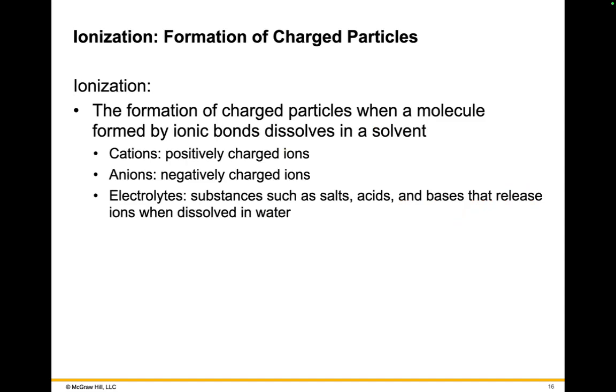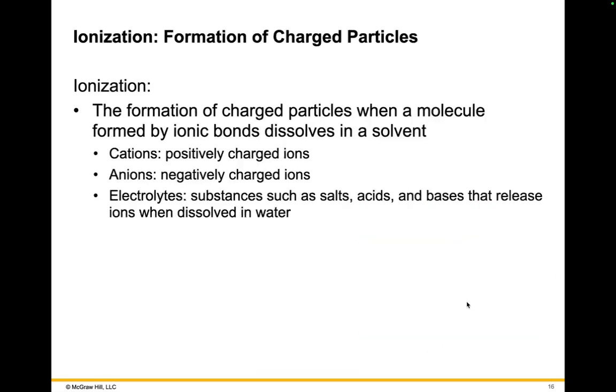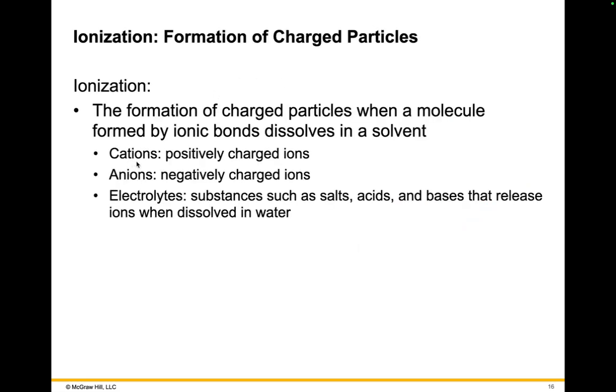Ionization is the formation of these charged particles when a molecule is formed by ionic bonds and it dissolves in a solvent. For example, this salt, if you put it in water, it's going to ionize in water. So these cations, which are the positive charge ions, would be the sodiums. The little green sodiums are all the cations. Cations have a positive charge. If you write the word out, cation, right in the middle of that word, you have a positive sign. The t looks like a positive, and anions are negatively charged ions, and they are attracted to each other.